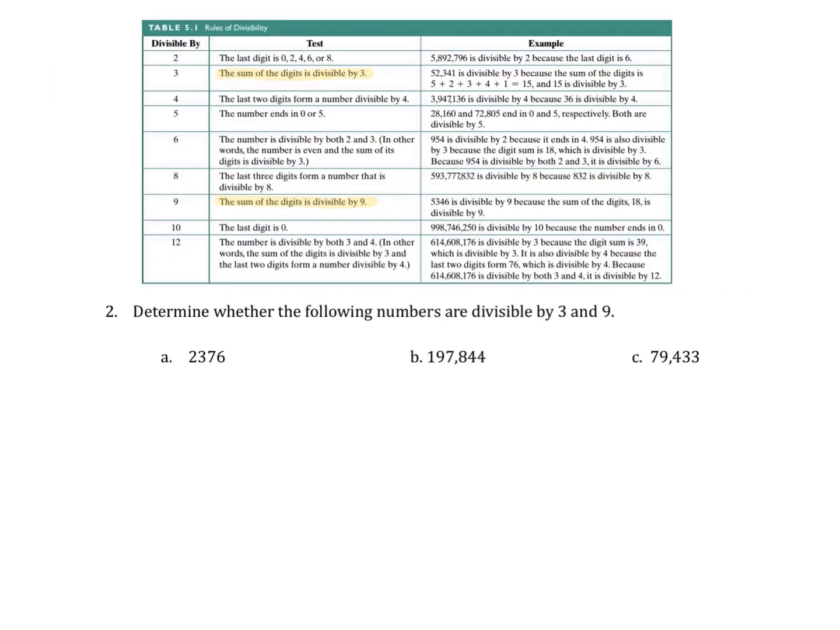Okay, here's some examples. The sum of the digits means we add up the digits. I'm going to take this first example and add 2 plus 3 plus 7 plus 6. 2 plus 3 is 5. 5 plus 7 is 12. 12 plus 6 is 18. So now I look at that number and I ask myself, is that number divisible by 3? Is it divisible by 9?